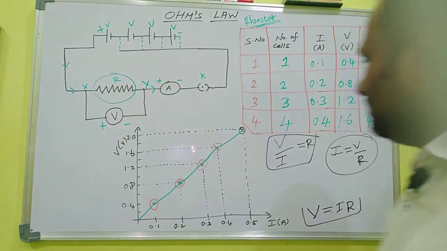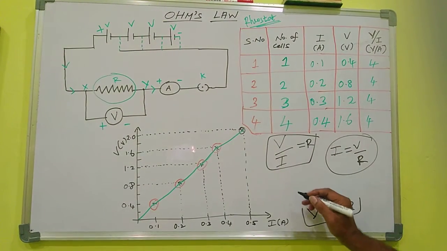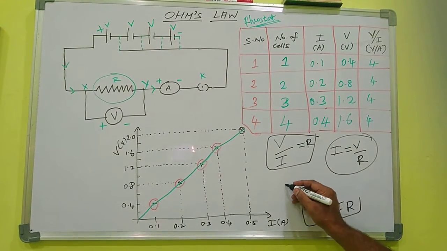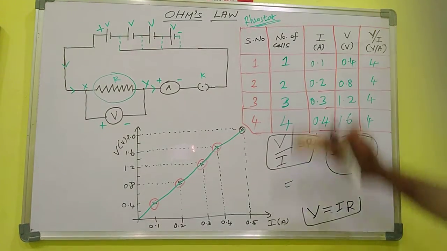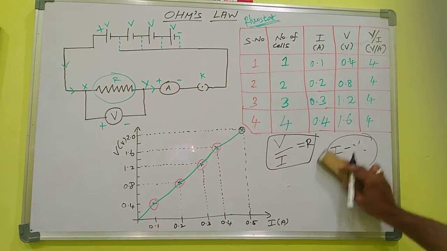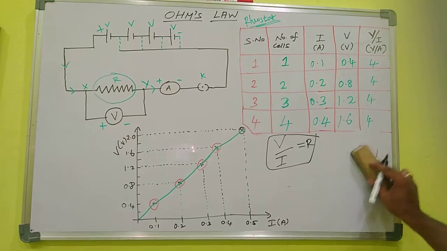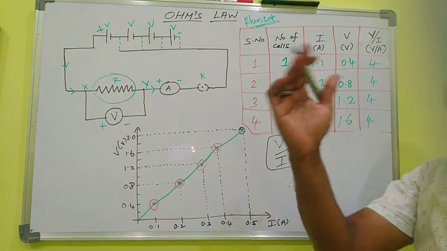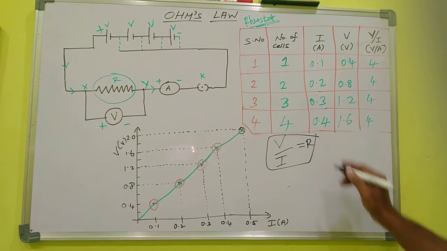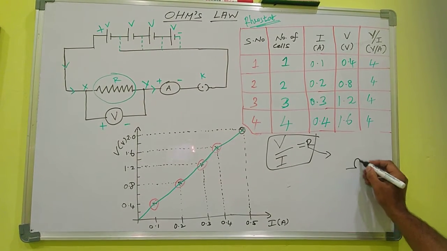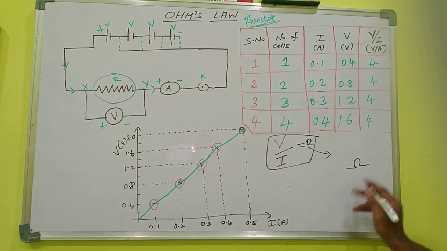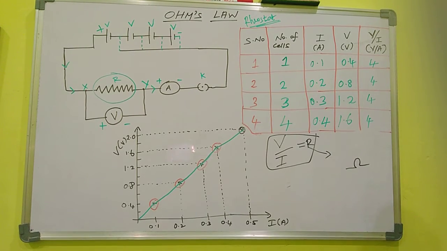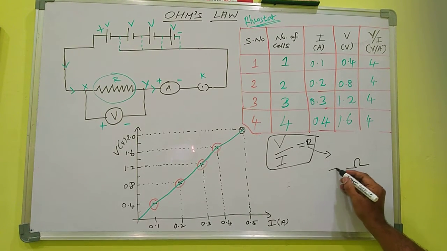So R is equal to V by I. What is the unit of R? What is the law I told now? I stated one law. The name of the law is Ohm's Law. Ohm is the unit of resistance, which is a Greek alphabet.